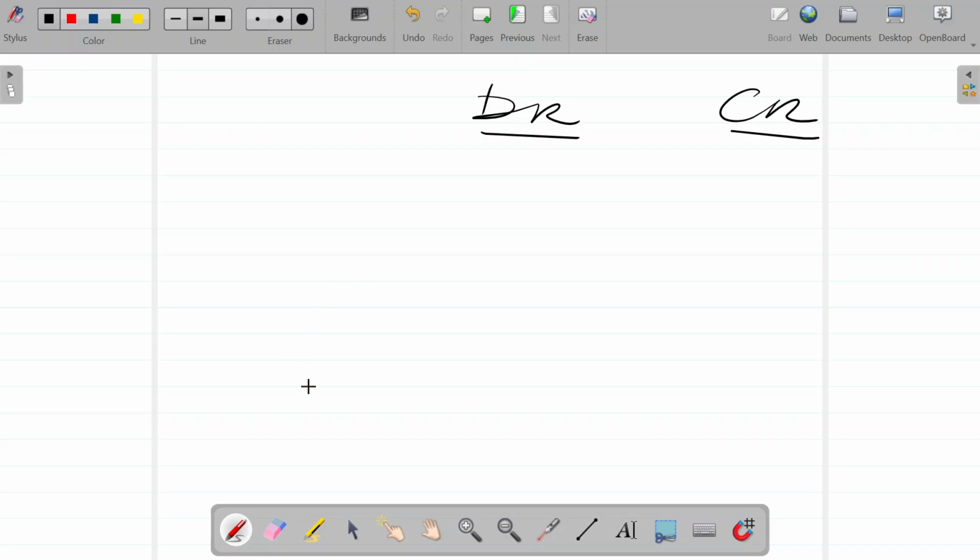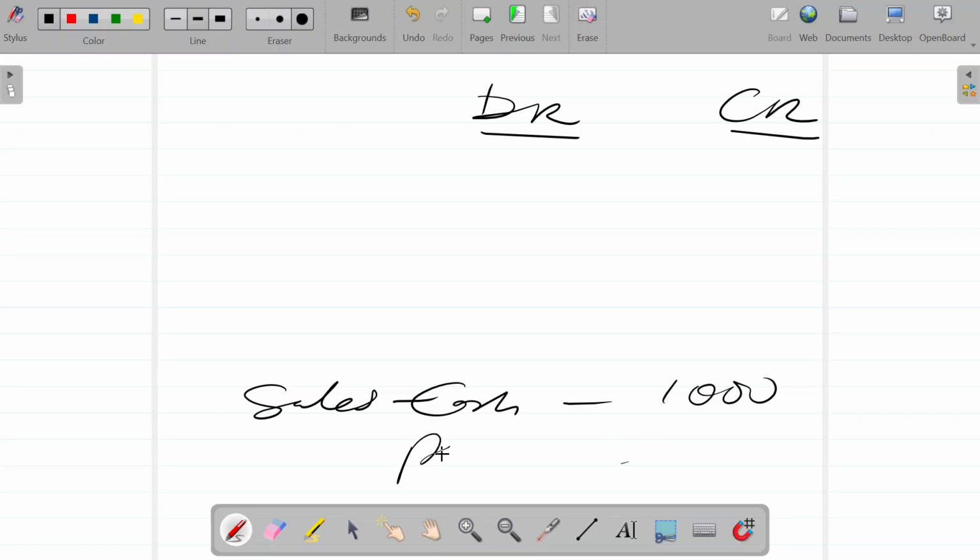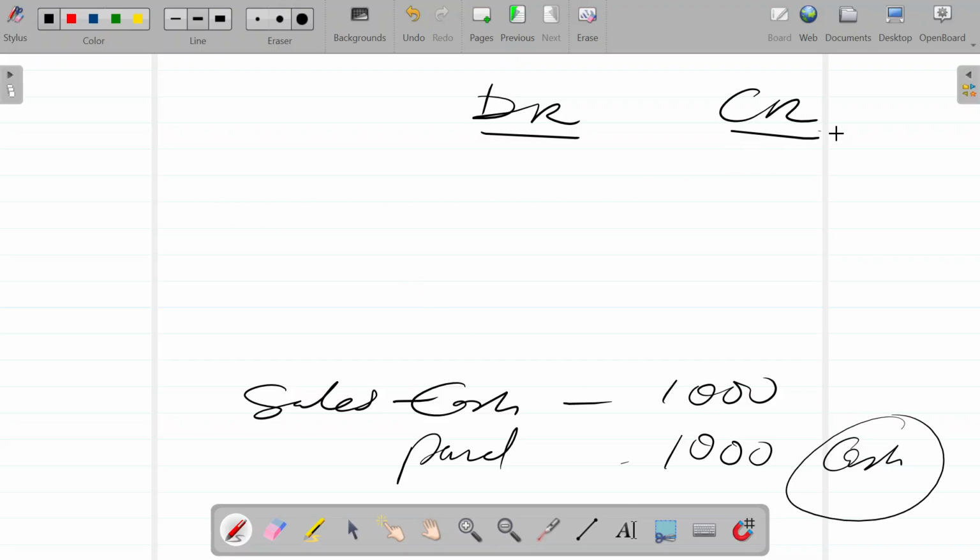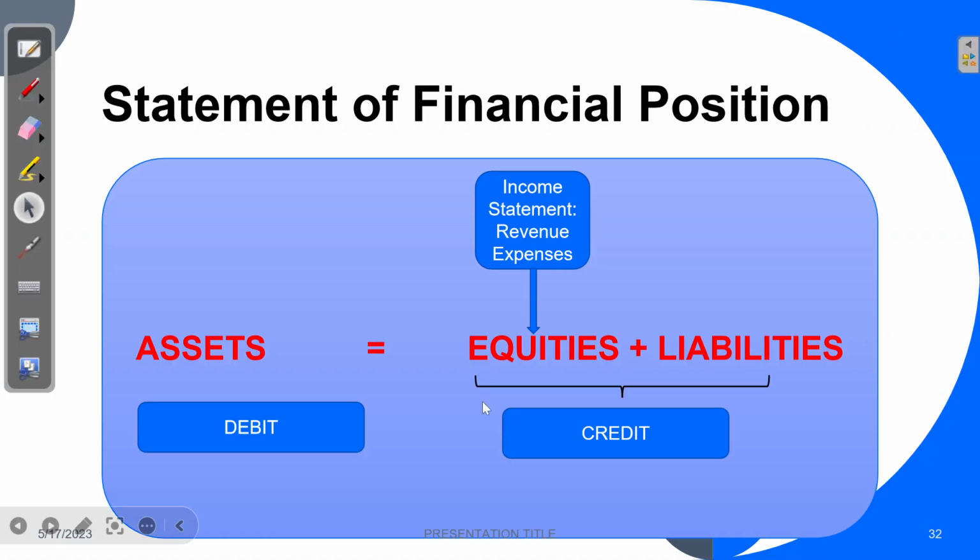So assuming that you have made some cash sales of 1,000 cedis, and the customer has paid the 1,000 cedis. So now your cash has increased. Can anyone help us with a double entry? Which item are we going to debit? Which item are we going to credit? Anyone to help us?